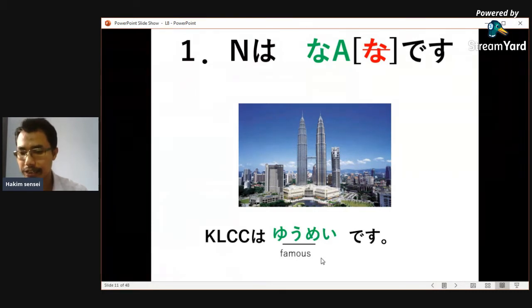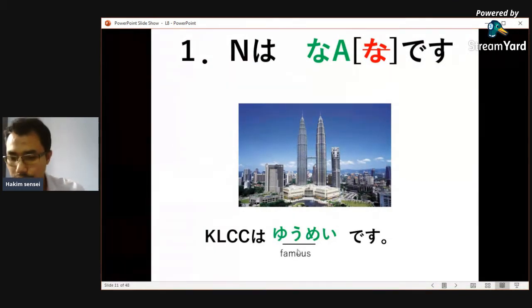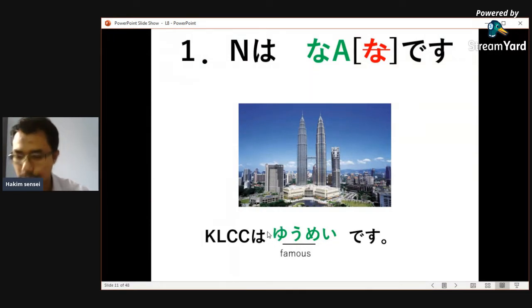Kaeru shishi wa yume desu. No need na, right? Okay. But let's say if you want to say very famous, you can put the word totemo before the word yume. Kaeru shishi wa totemo yume desu. Kaeru shishi is very famous, right?